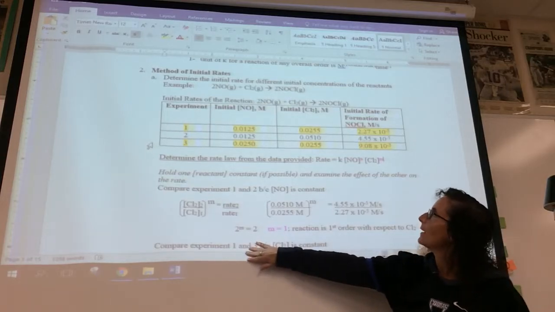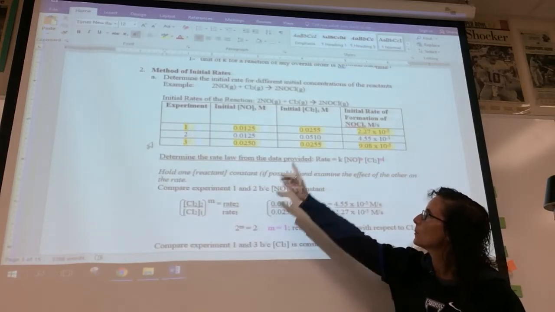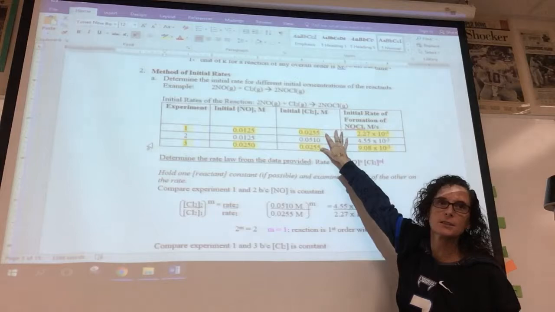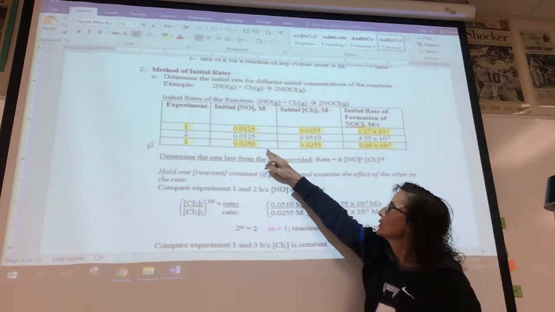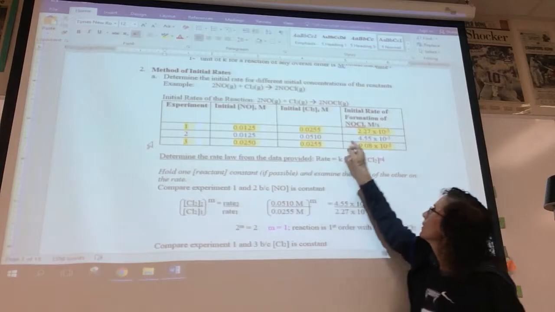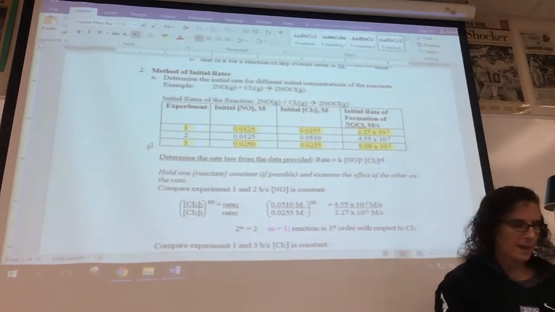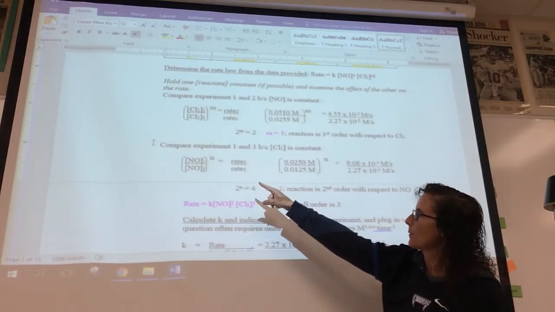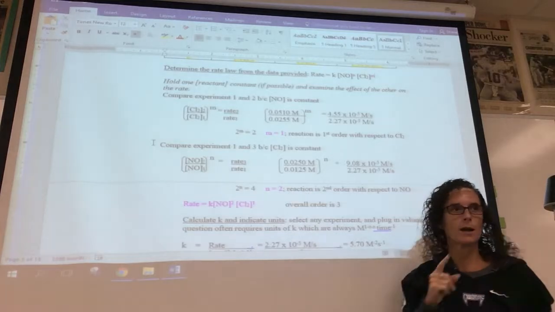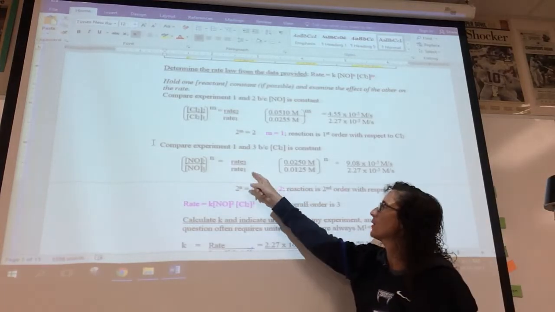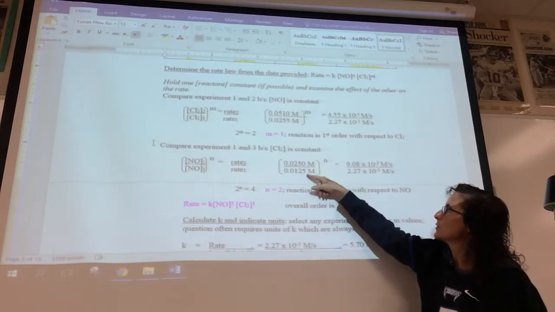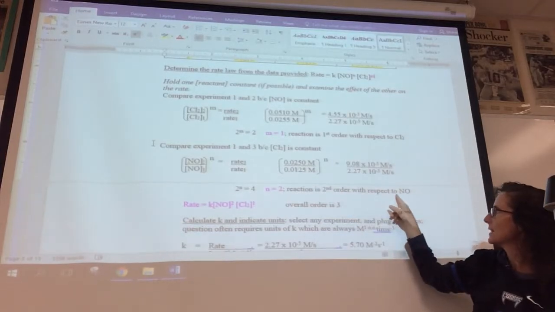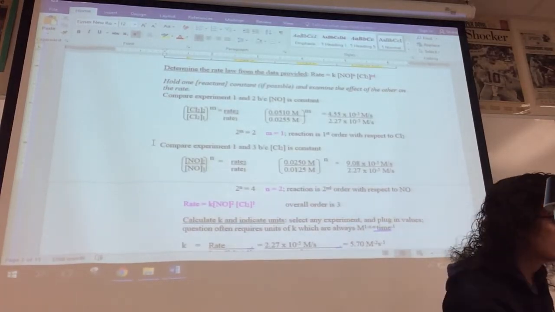Now we want to look at the effect of nitrogen monoxide on the rate. We're going to hold chlorine constant, and you can see it constant in experiments 1 and 3. It's not changing. So we're going to divide these two, and that's shown below, where you have nitrogen monoxide in the third experiment over the first to the N, because nitrogen monoxide is the first reactant. The rate of the third over the rate of the first. You have 2 to the N is equal to 4. N is 2. The reaction's second order with respect to nitrogen monoxide.